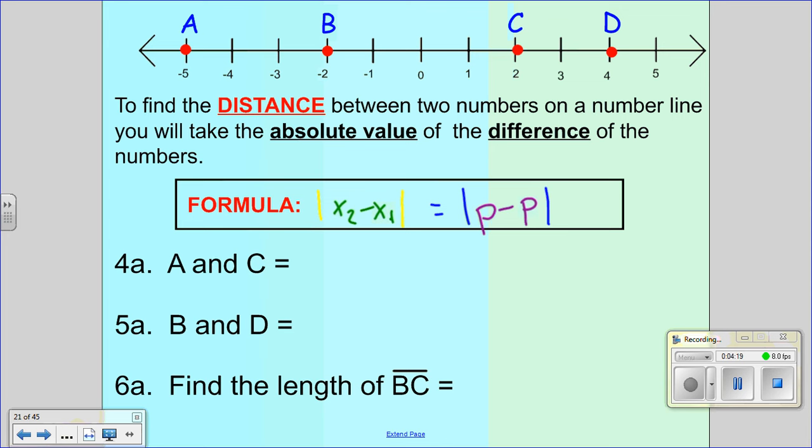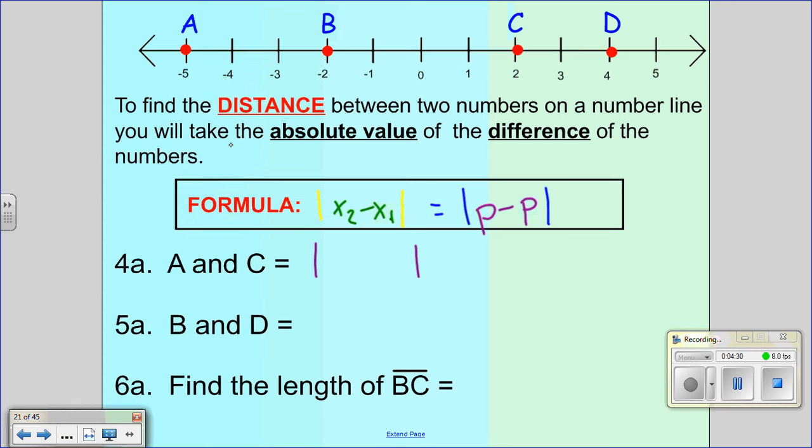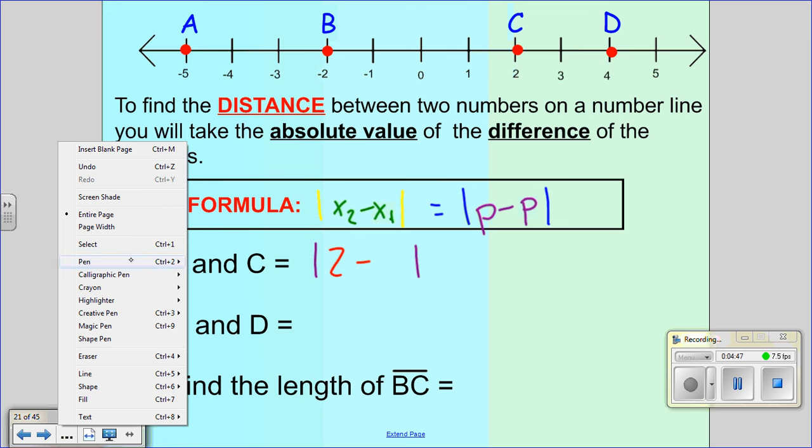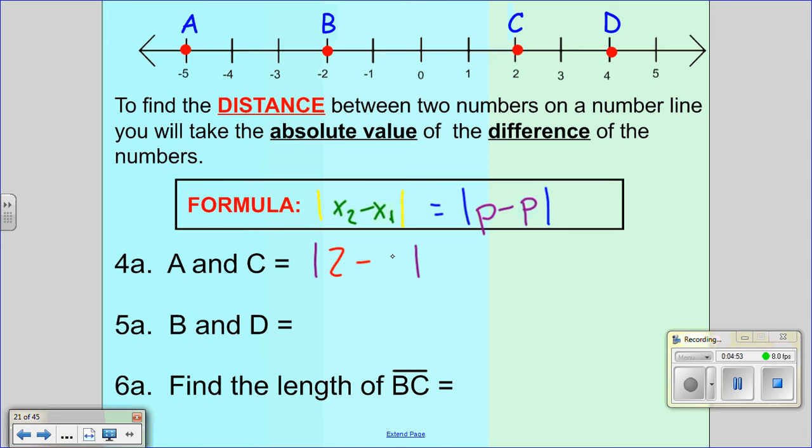So the first thing we must draw is our absolute value sign. Now look at our number line at the top. C is on the right, so that value will come first. C is located at positive 2. Then we put our minus, which is always going to be the case because that's part of the formula. And then A, which has a value of negative 5. Anytime you have a negative number, you want to put it in parentheses, so negative 5.